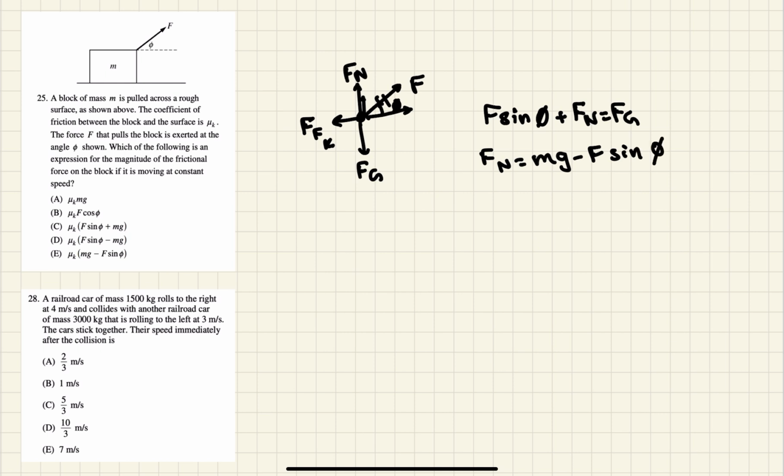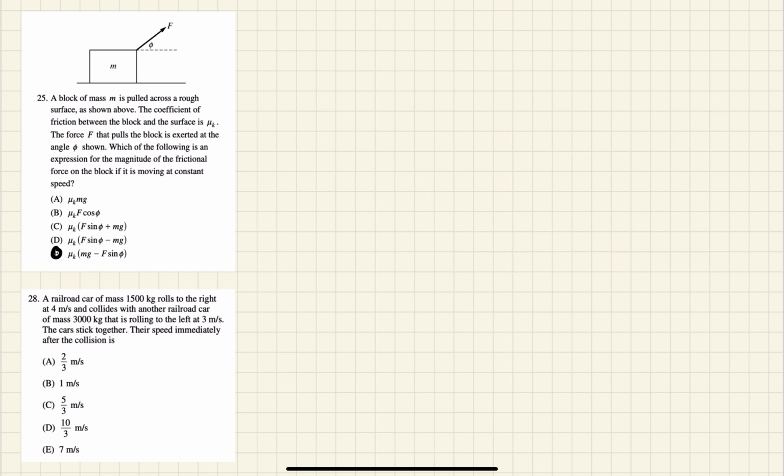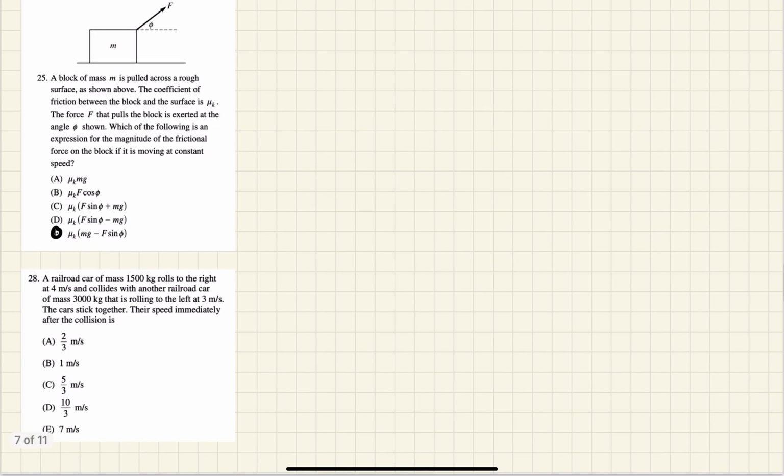Why do we need that? Because of the equation for kinetic friction force, which is mu k times Fn. So it's just going to be mu k times (mg minus F sine phi). And so that's going to be answer choice E here. Again, a lot of math and manipulation, but still some physics concepts you should know.